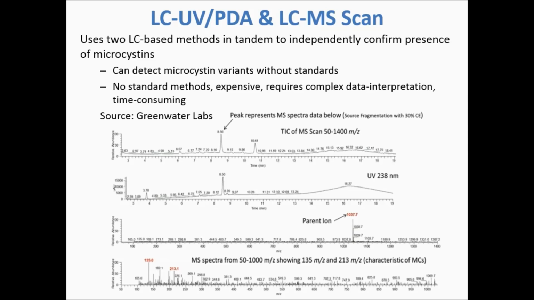The method is expensive, requires complex data interpretation, and is time-consuming, but it is currently the best method available to detect unknown microcystins. With enough source material, the structure of an unknown microcystin can be determined with NMR and additional methods. Greenwater Labs has been partnering with us, and they have detected several unknown microcystins in Ohio source water samples using this method. Next slide.